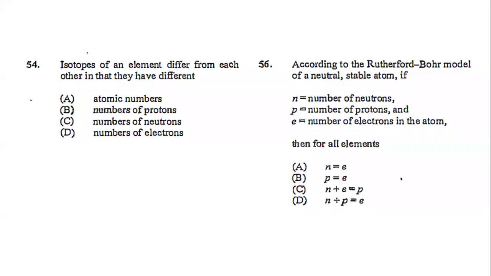Remember, isotopes have the same atomic number, but different mass number. This simply means that they have the same number of protons. This is just another definition. Same number of protons, electrons, a different number of neutrons. So they have a different number of neutrons. The question is asking us differ in what? So it is C for the persons who are saying C.